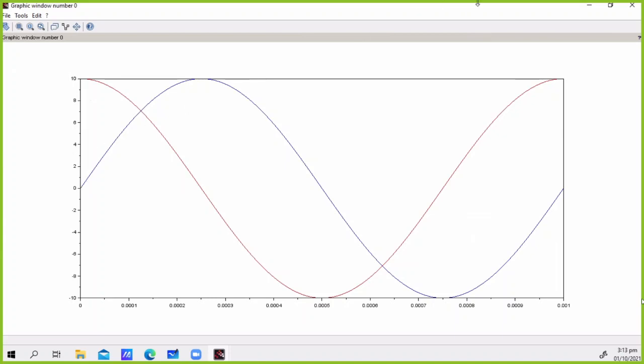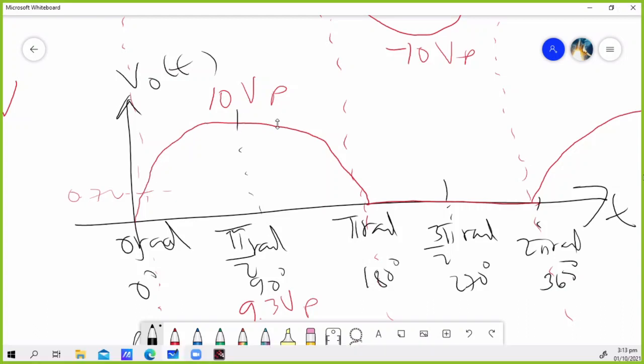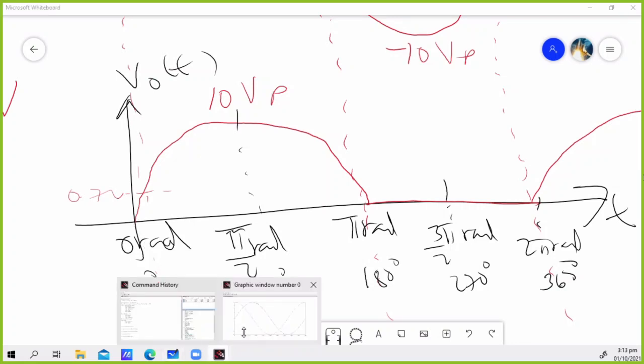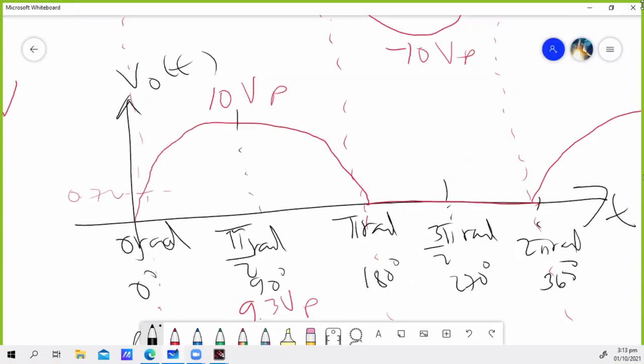So ibig sabihin, ang equation ng ating waveform for the output during the positive half cycle, anong equation nito? Pag 0 radian, 0. Alam natin na sine wave yon. Okay? Hindi siya cosine wave kasi ang cosine wave, nagma-maximum siya kapag 0. Ito, 0, pero 0 pa rin. So ang equation nito, from 0 to 180 degrees, this is a sine wave.